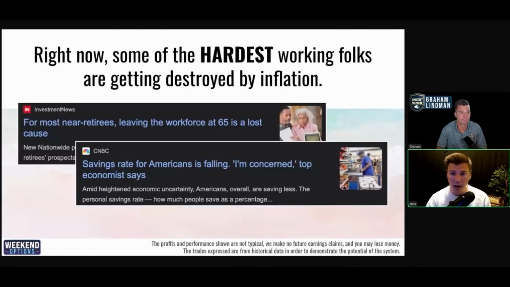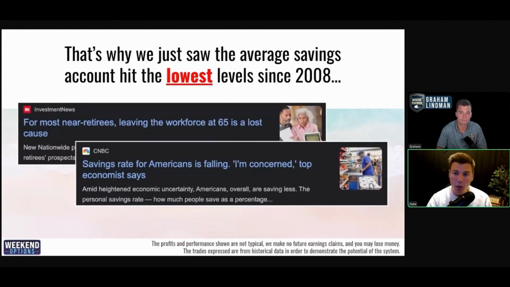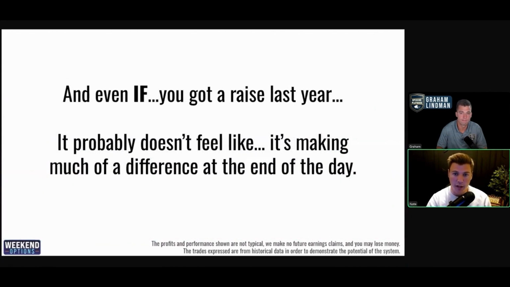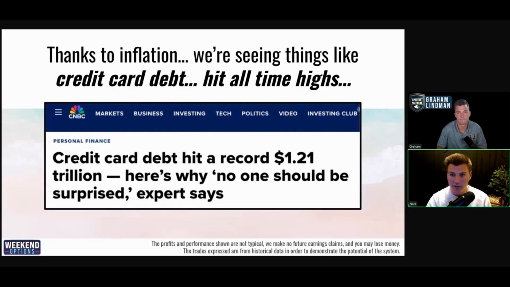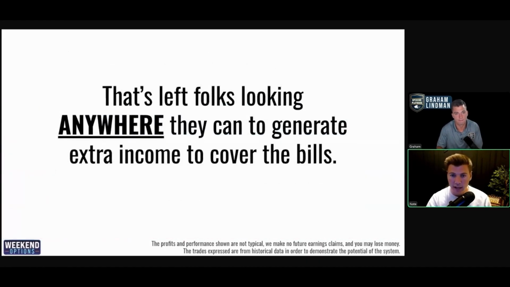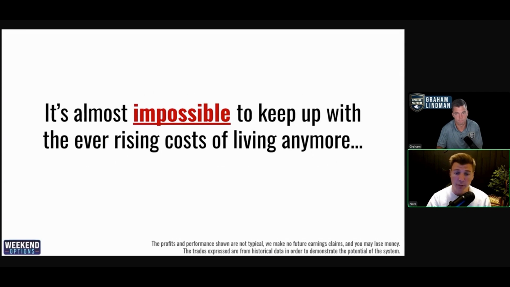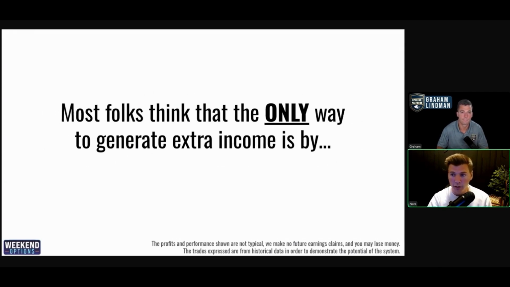Right now, we all know some of the hardest times for folks getting hit with inflation. Costs keep going up. Savings are at the lowest level since 2008. And even if you got a raise last year, as I always say, probably doesn't feel like it. It probably isn't making much of a difference at the end of the day. Thanks to inflation, we're seeing things like credit card debt hit all-time highs, highest since 2008, highest ever, some reports. And that's left folks looking anywhere they can to generate extra income to cover the bills. It's almost impossible to keep up with the ever-rising cost of living anymore, especially when my wife's buying $10 organic milk by the gallon. It's unbelievable.